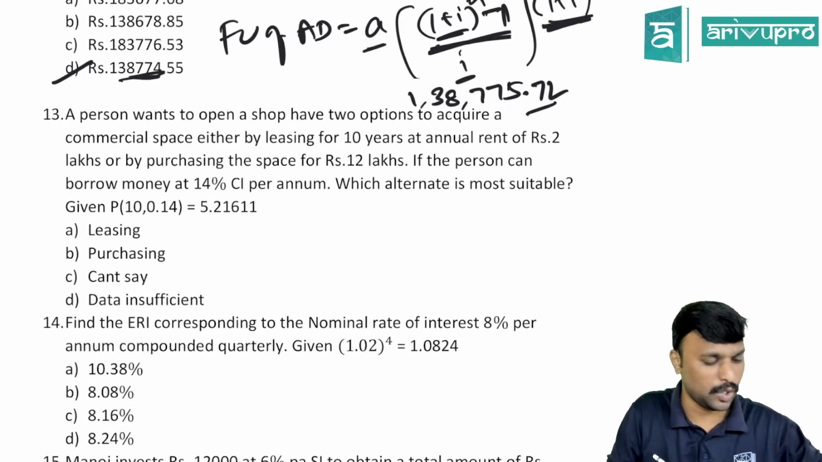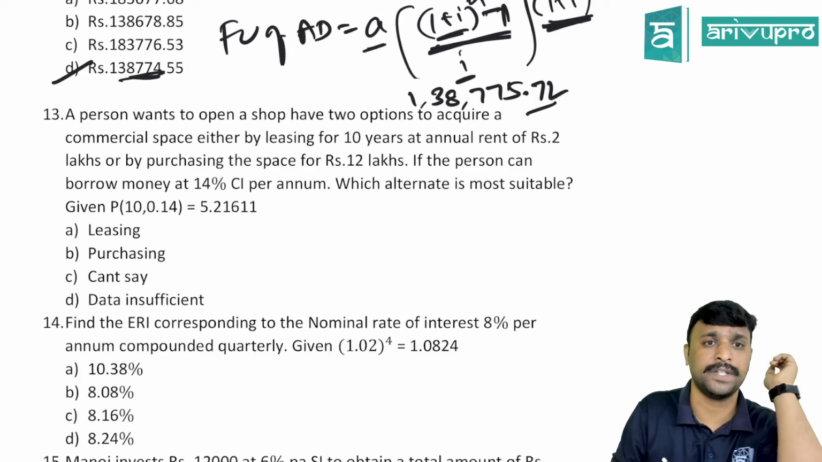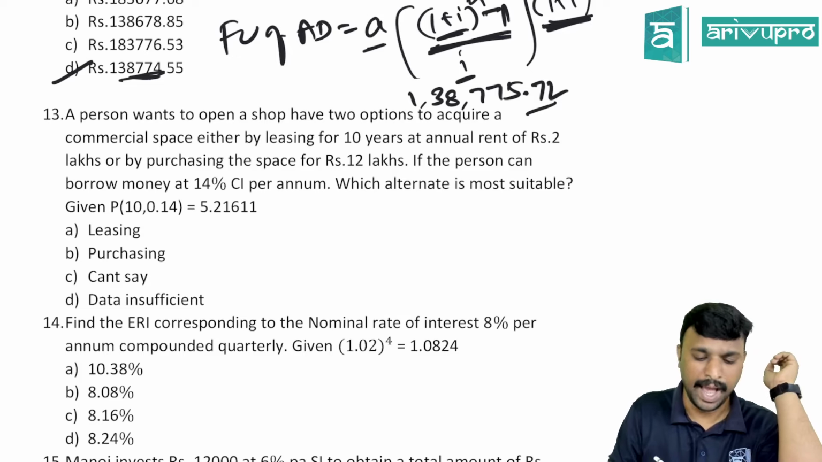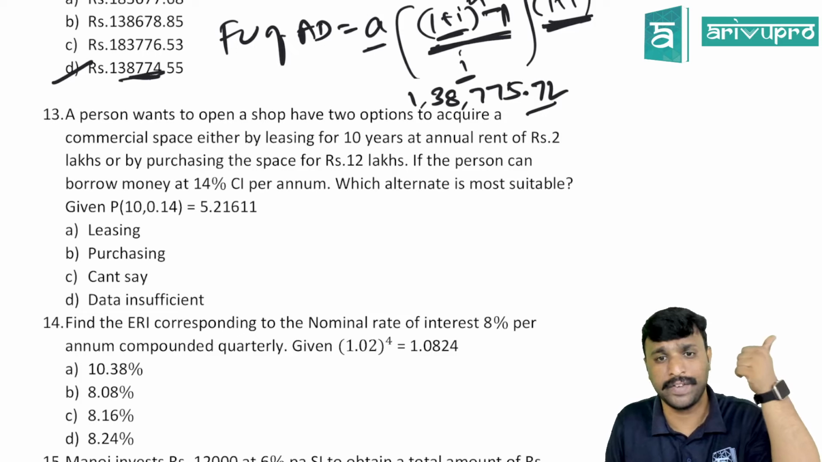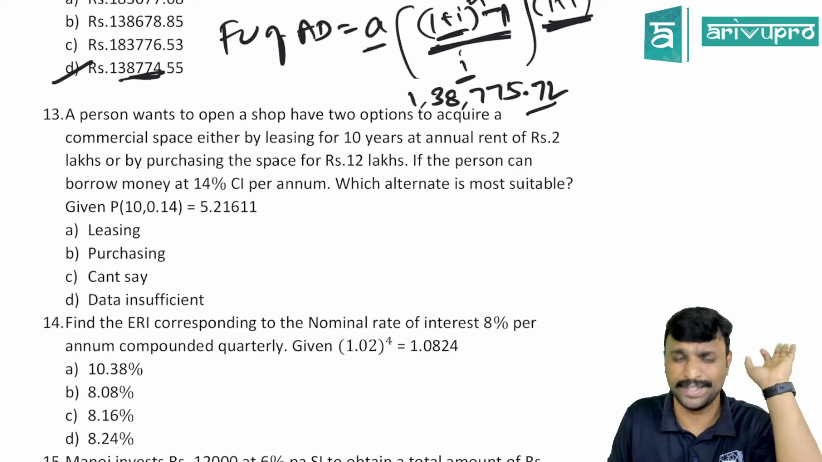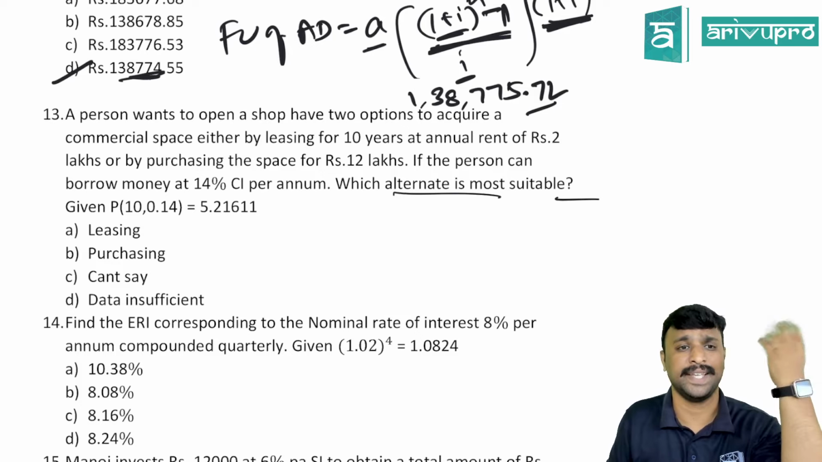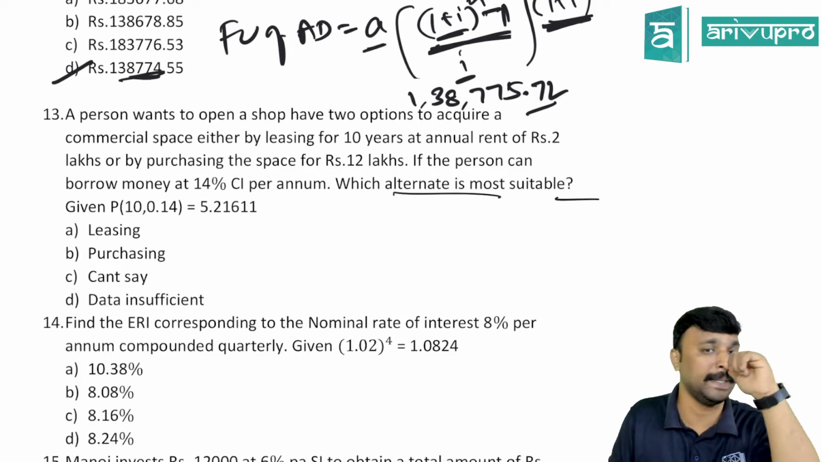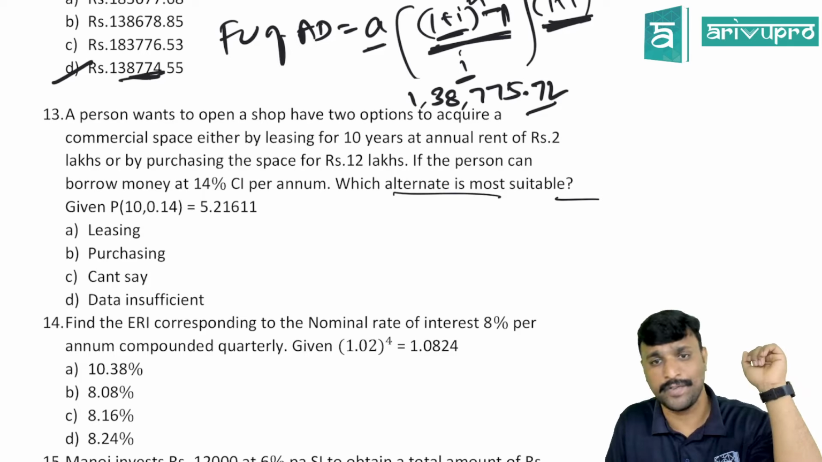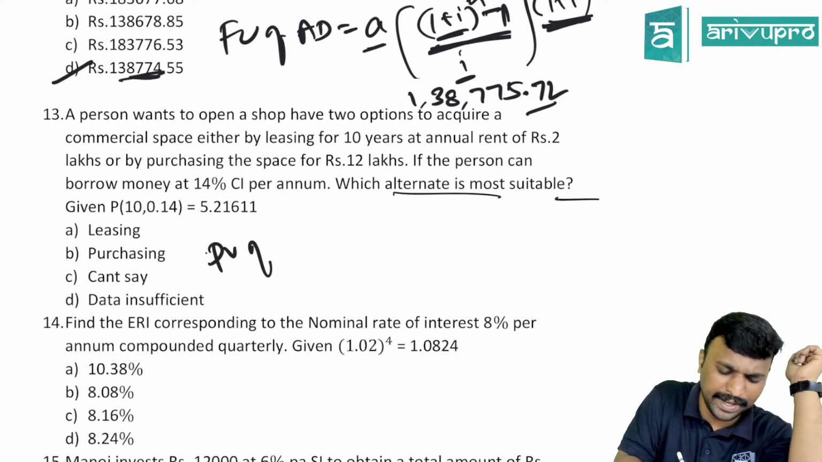Guys, if you look at the next question, that is question number 13, a person wants to open a shop having, guys, whenever, I told you, whenever you get a lengthy question, always look at the last part of it. What is asked? Which alternate is most suitable? And if you see leasing, purchasing, so definitely it's a problem on leasing. So leasing problems are always present value of annuity regular, correct?